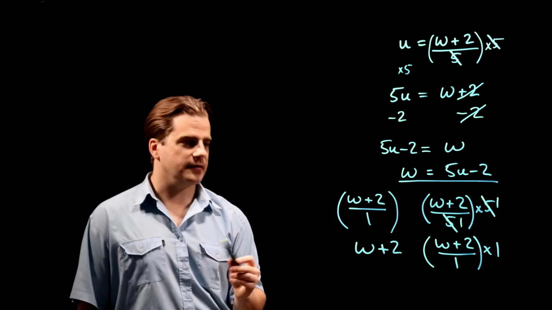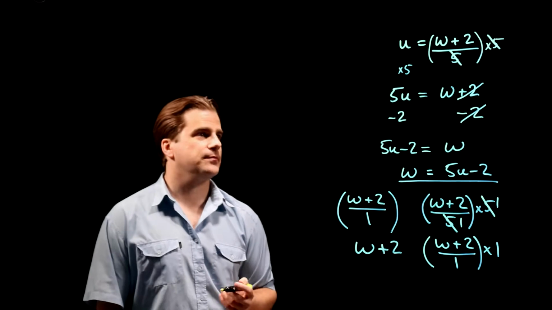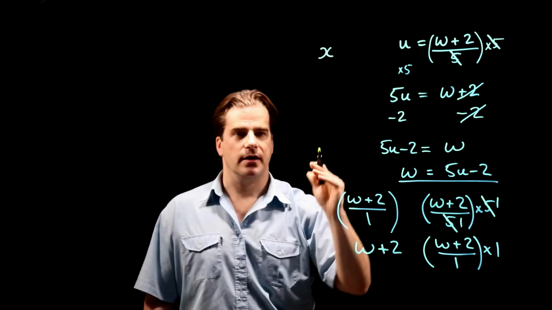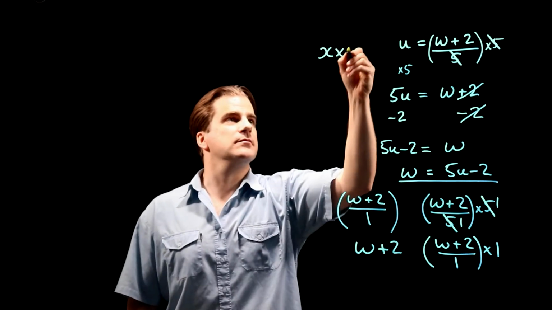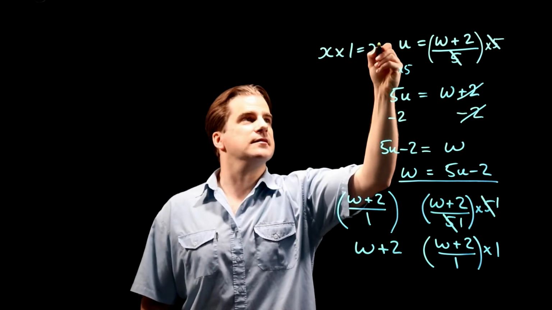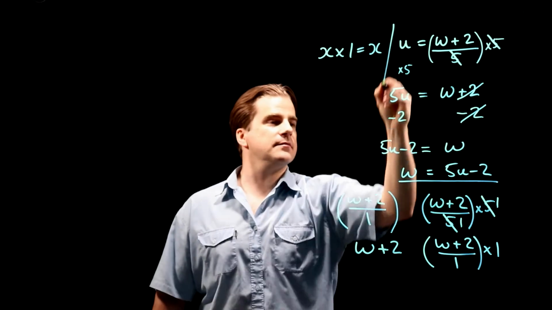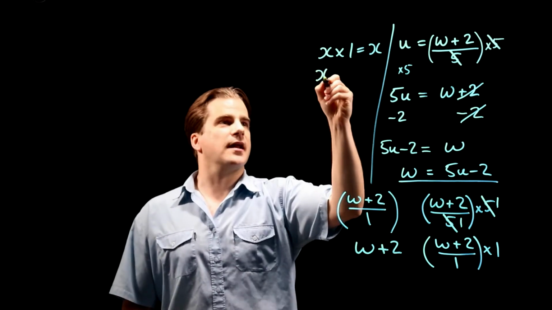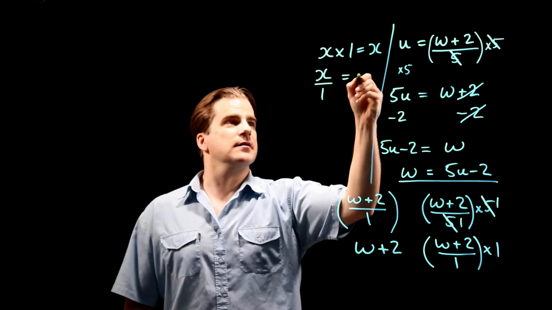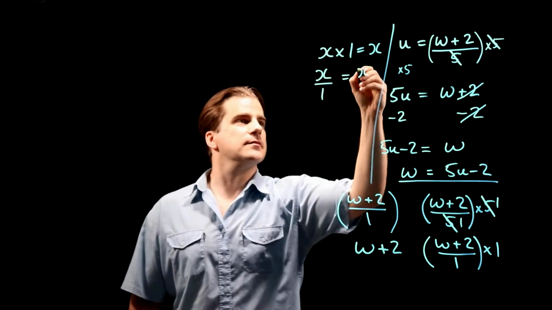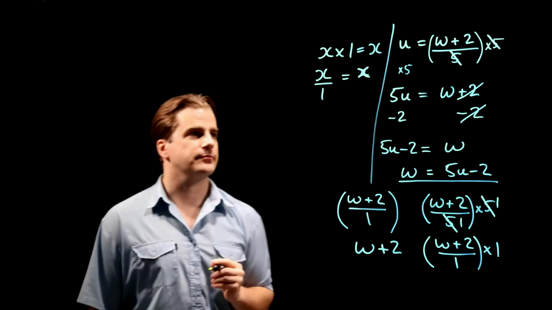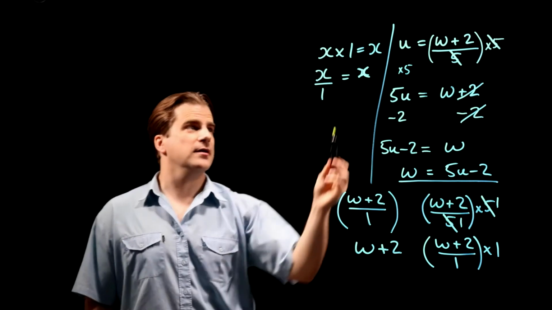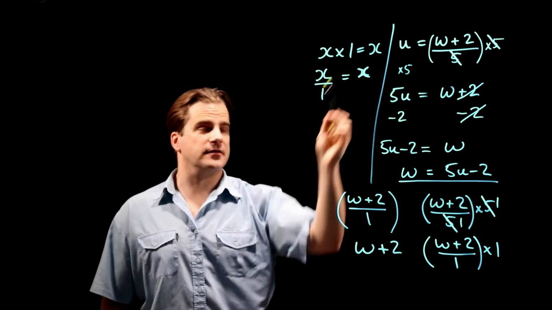So what I'm saying is that anything, okay, let's say x, anything times 1 is just the same thing, all right? x times 1 is x. I'm also saying that x divided by 1 is just x. Okay? So when you multiply something by 1 or divide it by 1, you don't do anything. You're back to where you started.